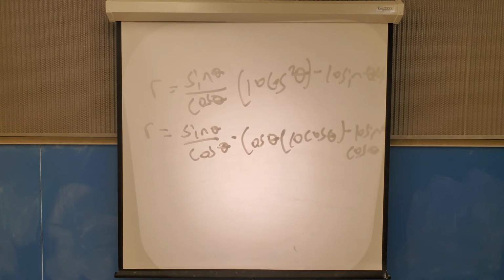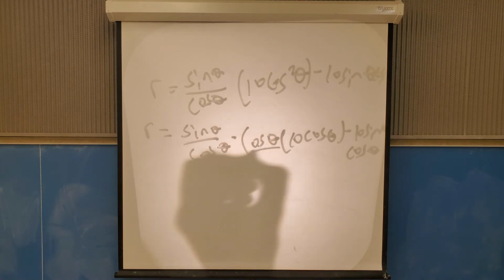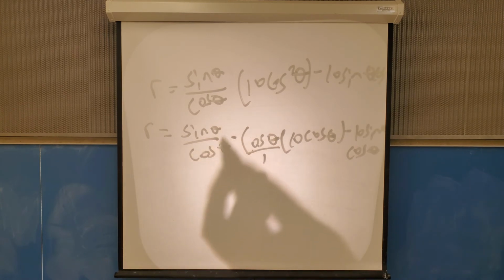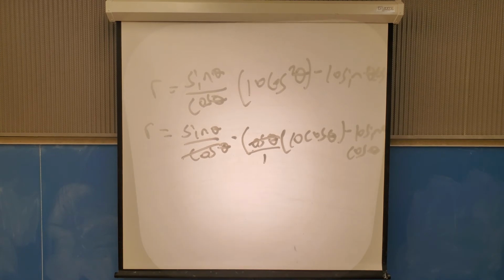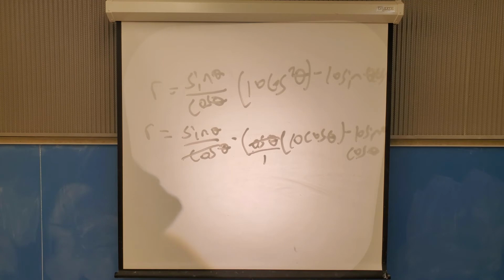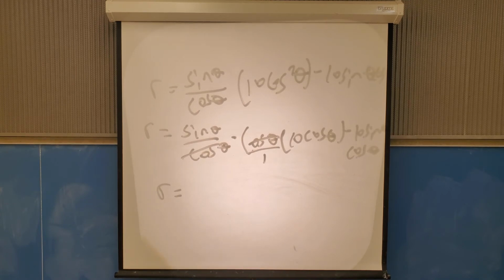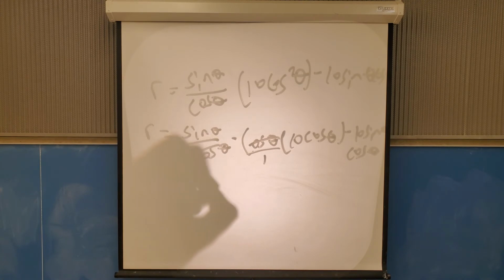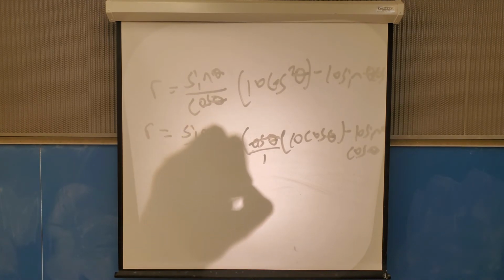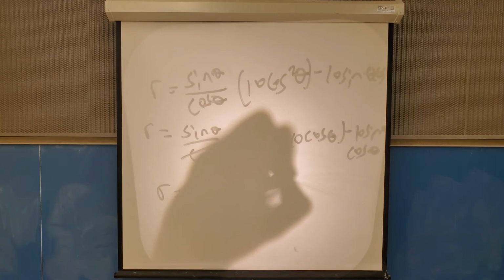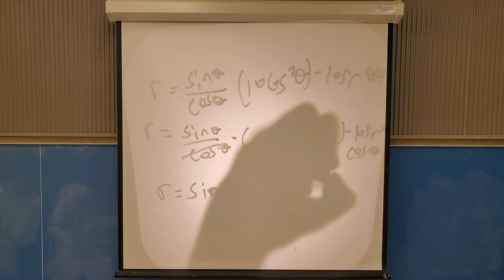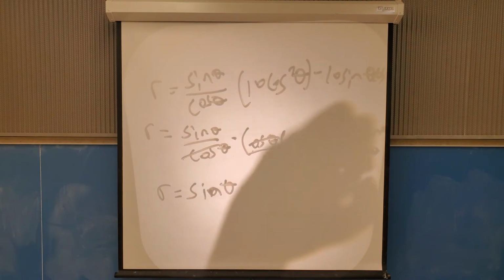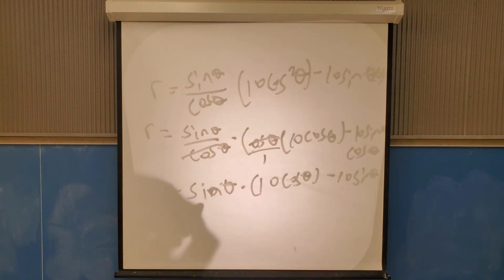We shouldn't have to do that for much longer, because now we can simplify everything out. As we see here, we have cosine theta over 1, and we have cosine theta in this fraction over here, so these two just cancel each other out. Once we cancel out the two cosine thetas, we can rewrite this equation as R equals sine theta times the quantity of 10 cosine theta minus 10 sine theta cosine theta.